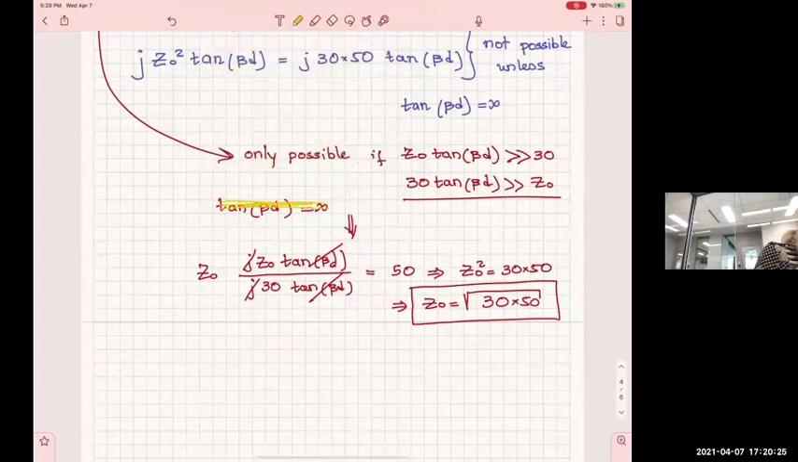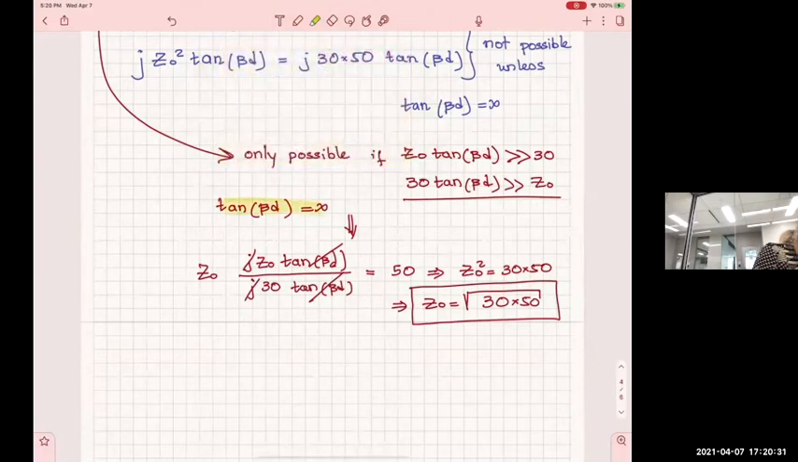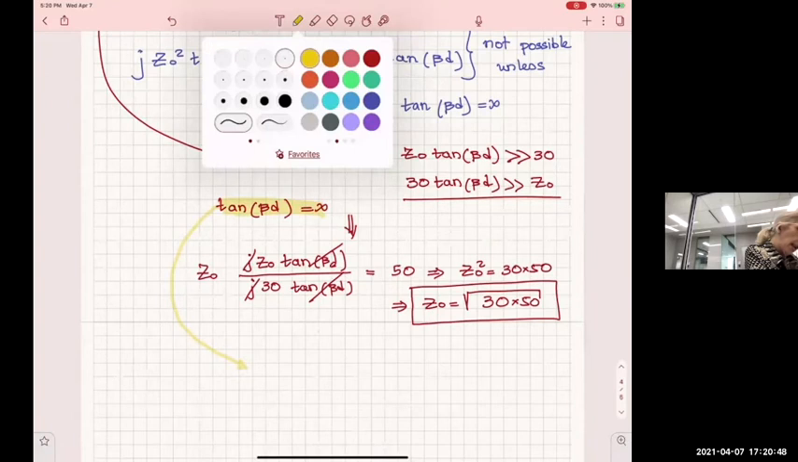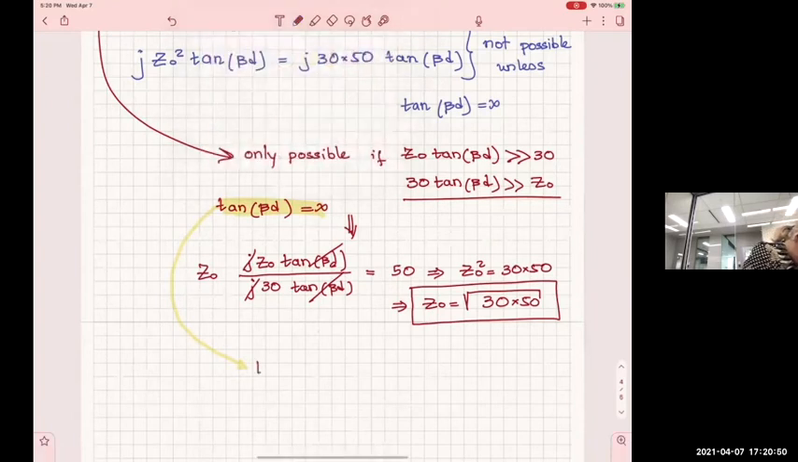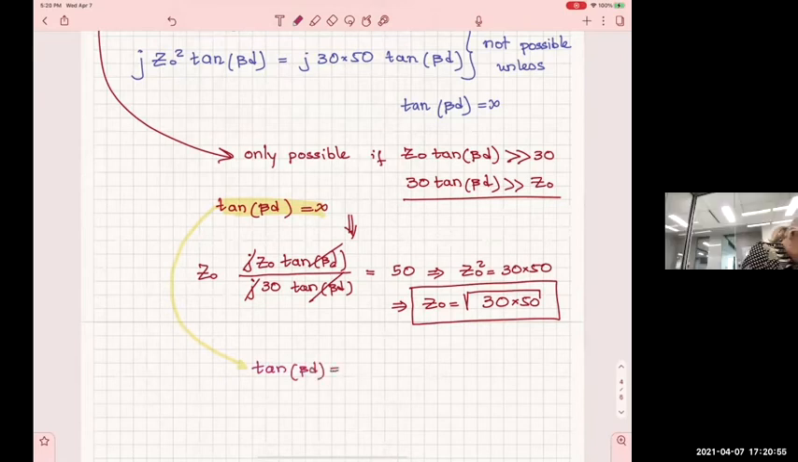And then from this one, not on this one, from this one I go down here, and what do I find? When does tangent beta d become infinite? When the cosine goes to 0. You agree with that statement? Yeah. Okay.